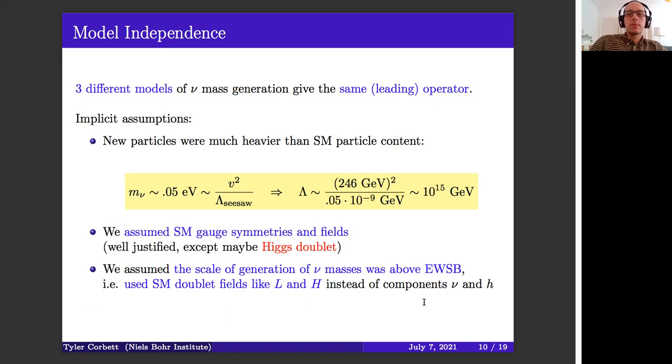Thank you. Yeah, I think that's it. Thanks. Okay, great. So now we've looked at 3 different seesaw mechanisms for getting neutrino masses.